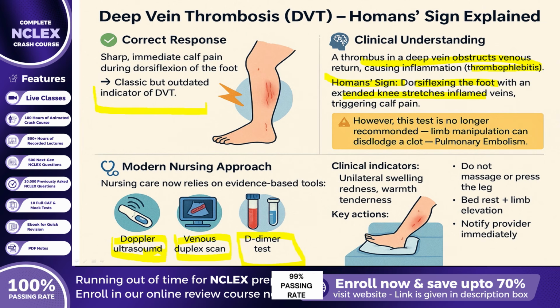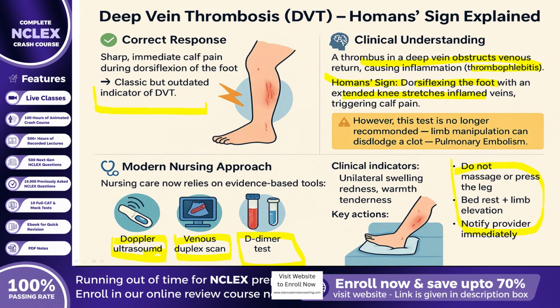The nurse should never massage or apply pressure to the suspected area. Instead, the correct intervention is to place the client on bed rest, elevate the limb slightly, and immediately notify the healthcare provider for further evaluation and treatment. Preventive strategies include early ambulation, use of compression stockings or sequential compression devices, adequate hydration, and prophylactic anticoagulant therapy for clients at high risk.